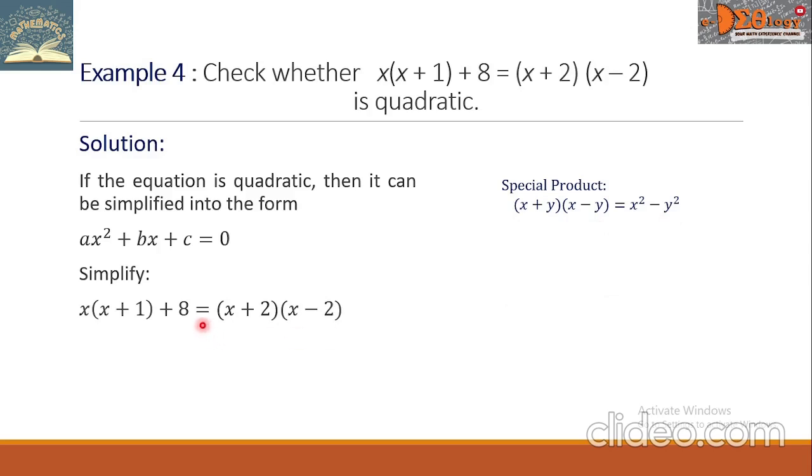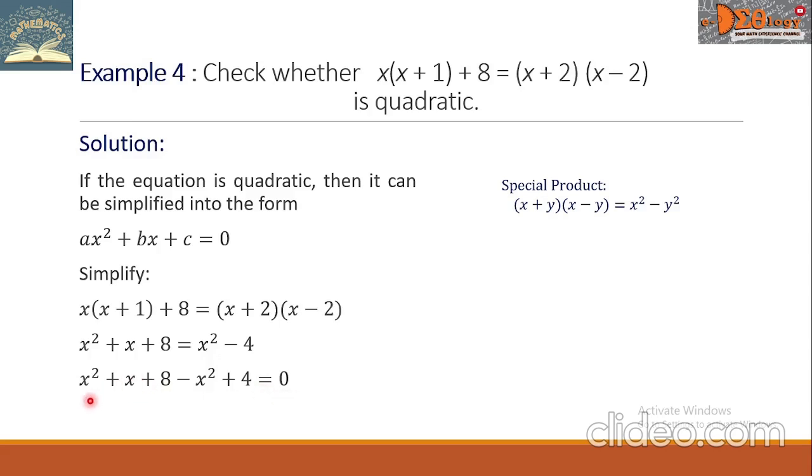Let us now simplify the equation. The left side becomes x squared plus x, then plus 8 equals the right side, which becomes x squared minus 4. We transpose all terms of the right to the left. So this x squared becomes negative and this negative 4 becomes positive. Now the right side equals 0.